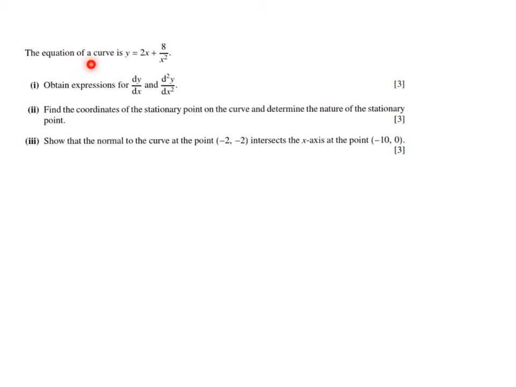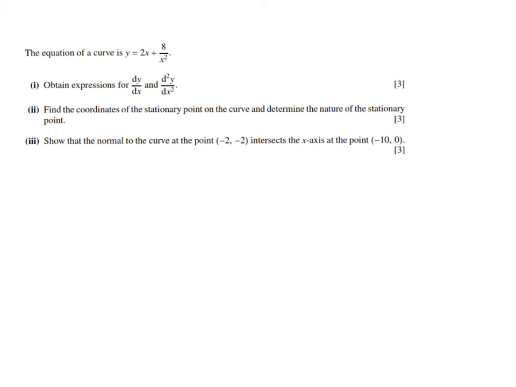It says the equation of a curve is y equals 2x plus 8 over x squared. The first question is obtain expressions for the derivative and the second derivative. Then we have to find the coordinates of stationary points of the curve, and determine the nature: is it a maximum or a local minimum? The third question is show that the normal to the curve at that particular point intersects the x-axis at that particular point. Okay, so three interesting questions. Let's start with the first one.